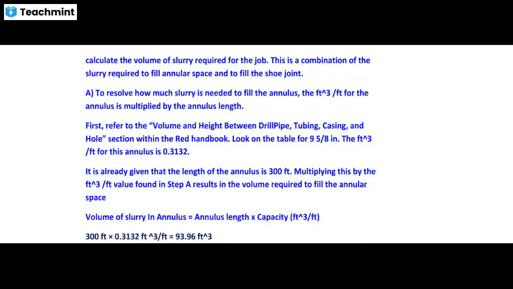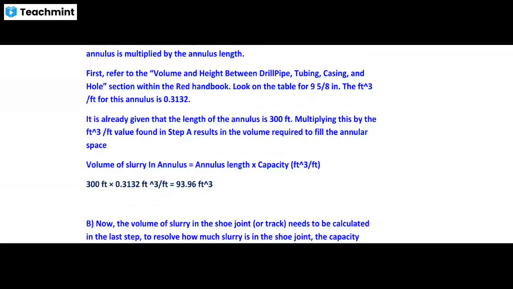First, we solve how much slurry is needed in the annulus, the capacity multiplied by the annulus length. So first you have to calculate the volume and height between the drill pipe, tubing, casing and hole section, which are given in the red handbook. From the table we select the 9 5/8 inch casing, and the annulus capacity we find is 0.3132. The length is already known, 300 feet. You have to multiply to get the volume required to fill the annular space.